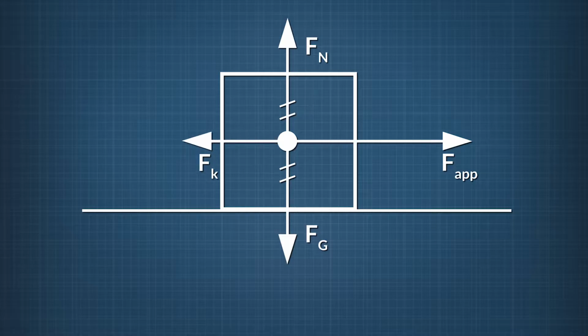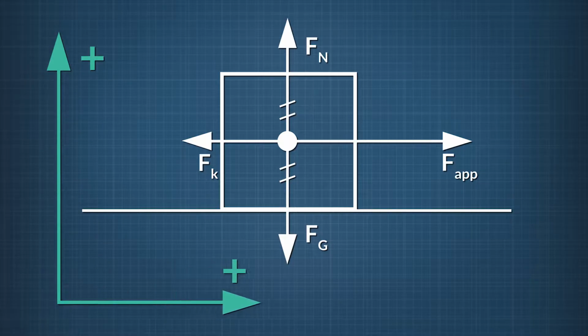Next step, pick your positive directions. For this problem, positive will be up and to the right. That will be the case for 99% of the problems we solve. Next, figure out the normal force. To do that, look at one dimension at a time. Let's look at the forces acting in the y direction.